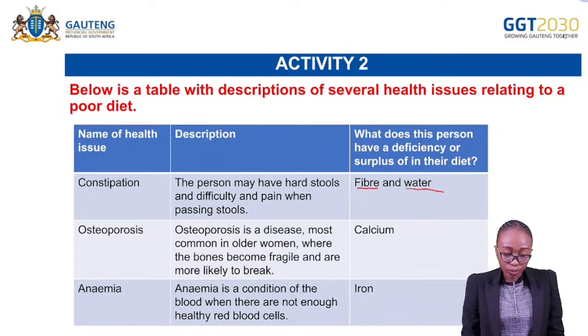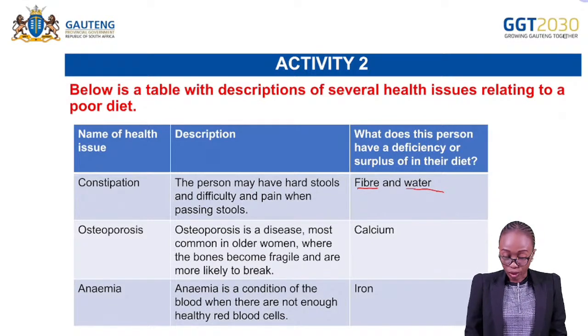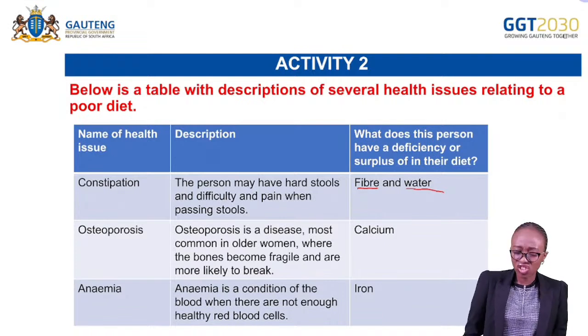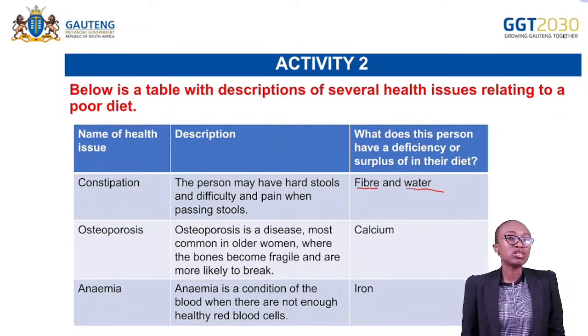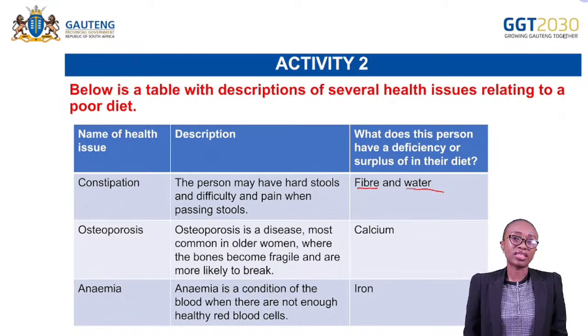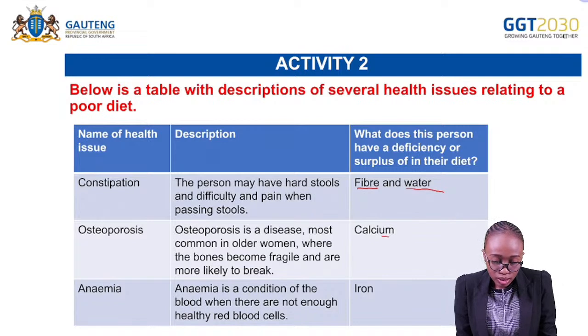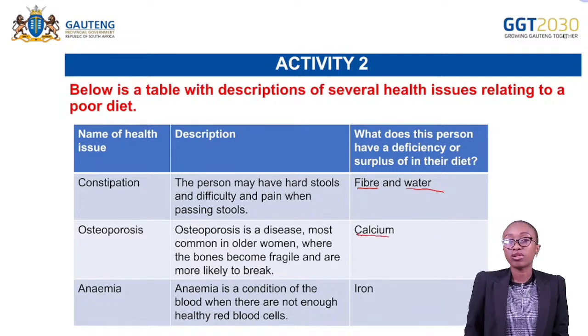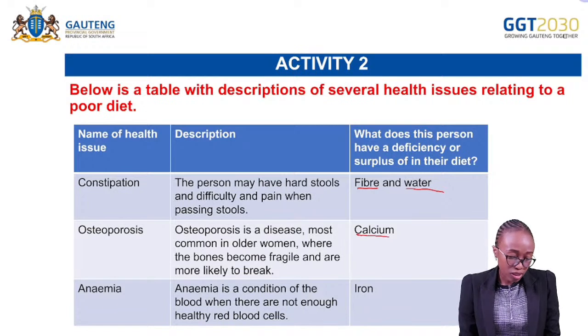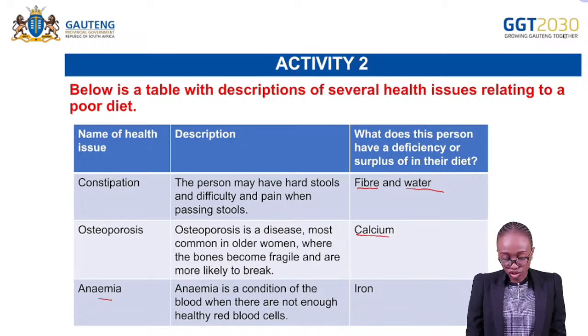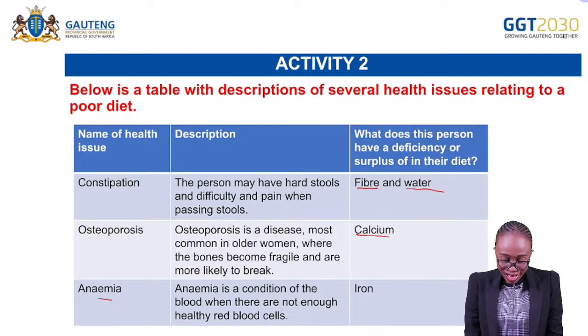Osteoporosis. So osteoporosis is a disease that is common in older women, where the bones become fragile and likely to break. So this person, what do they need to add onto their diet so that the bones become stronger? Okay, the person needs to add calcium to their diet. Remember the foods that have calcium in them? Our milk. And then health issue number 3, which is anemia. So anemia is a condition of the blood where there are not enough healthy red blood cells.